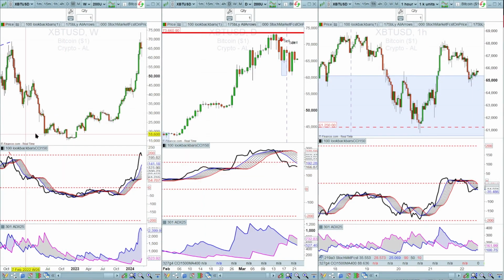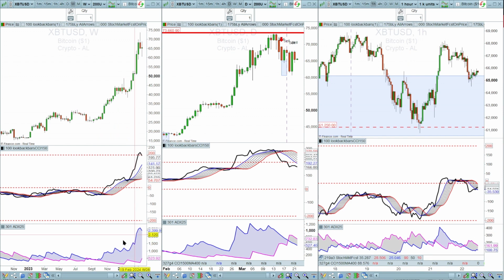So you can see here on our three charts, the weekly, the daily, and the hourly. On the weekly, the ADX 25 is still bullish, likewise the CCI 150, which is above its moving average bands. This indicator, by the way, is in the video link below, so if you want to learn how to chart that on your charts.